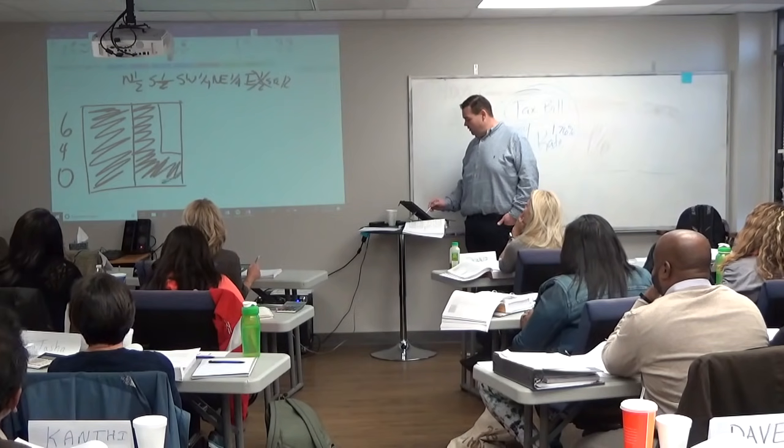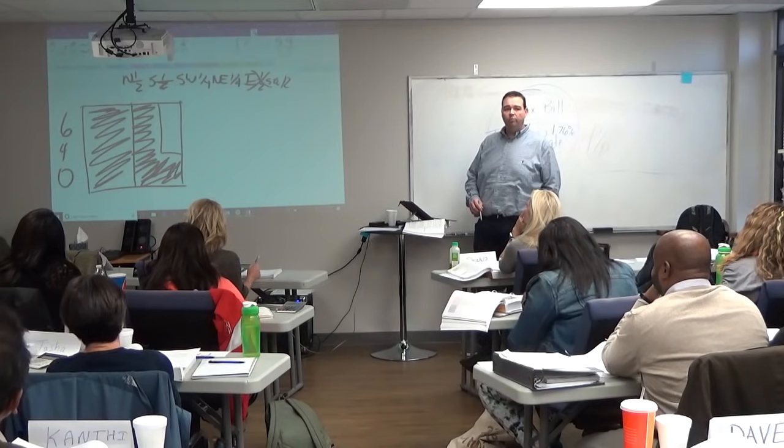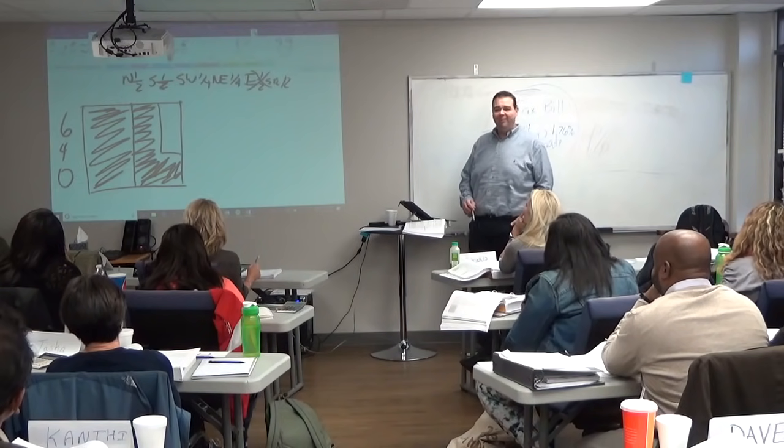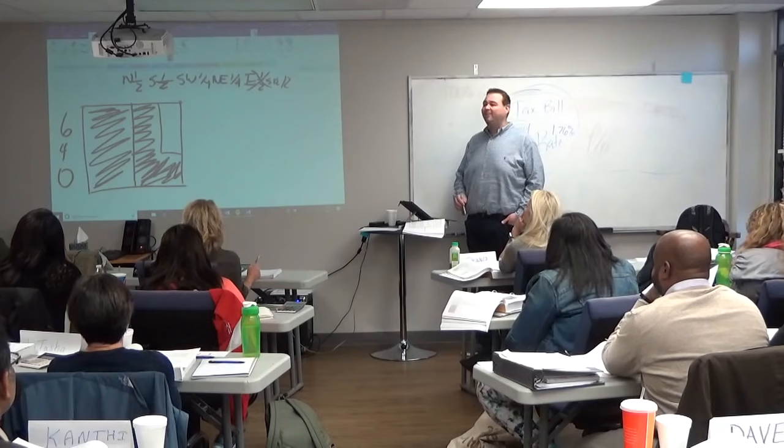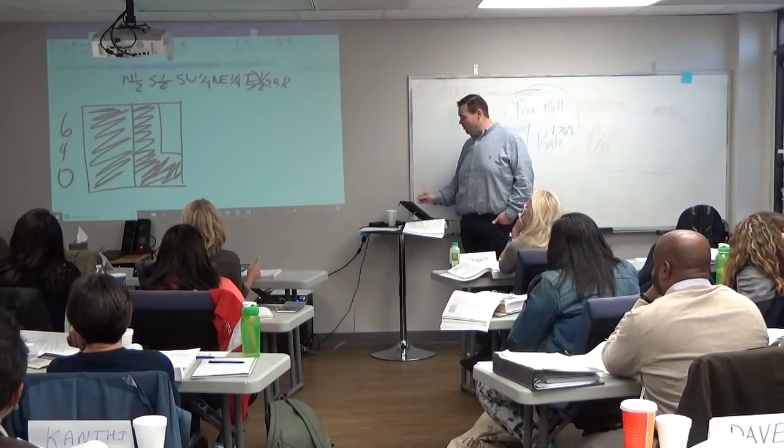Eliminated all of that. Does that make sense for everybody? What are we doing? We're locating this property on a map, aren't we? It's like the zoom button on Google Earth, isn't it? All we're doing is zooming in further and further and further.